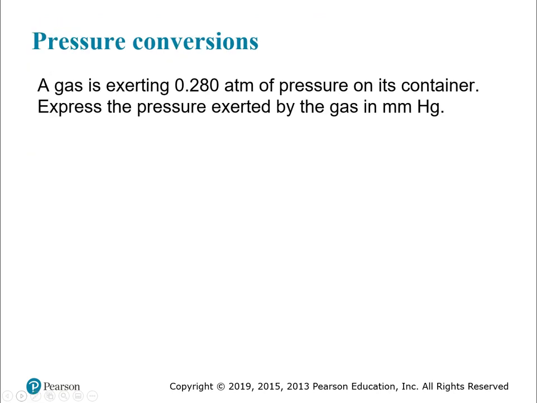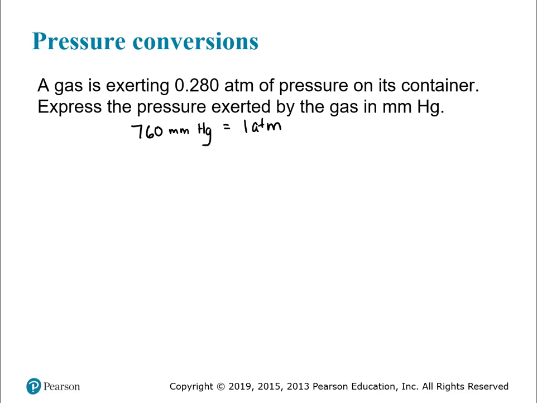Let's do a sample problem for pressure conversion. You'll need to be able to do this with any of the units, and it's pretty much the same thing. You just have to know what unit you have, what unit you're trying to get to, and how they are related. Here we have a gas exerting 0.280 atmospheres of pressure on its container. Express the pressure exerted by the gas in millimeters of mercury. You're going to get the conversions. You don't have to remember how many millimeters of mercury are in one atmosphere or anything like that. After you do it for a while, though, you might remember.